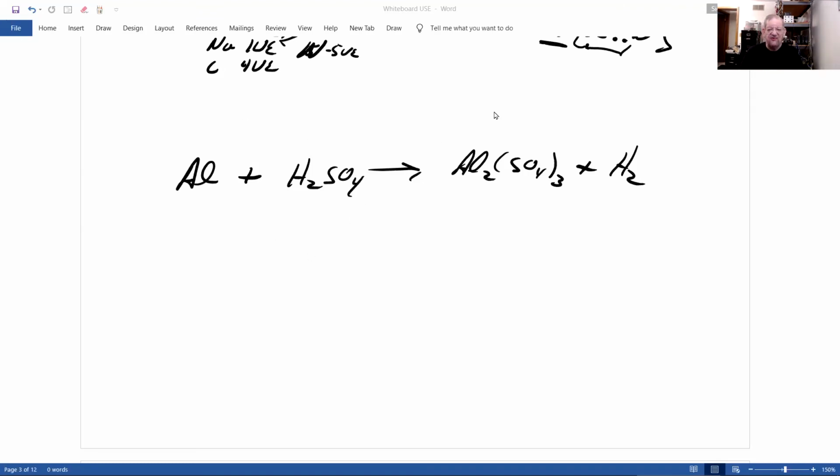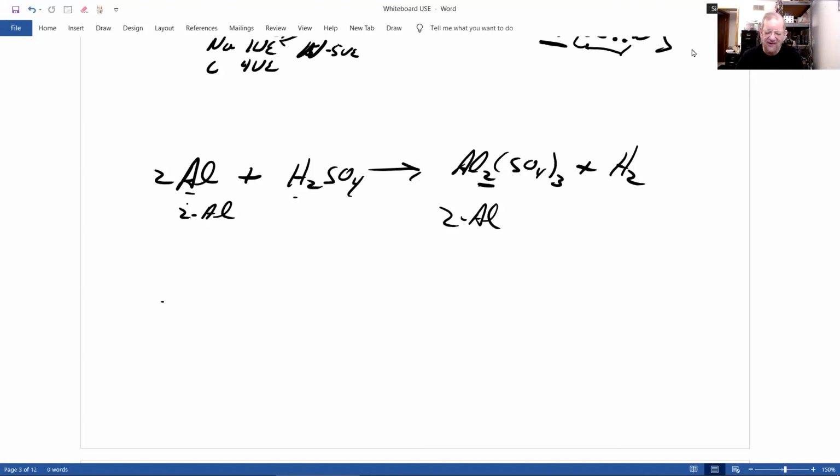All right, let's do this. How do you balance it? Well, you leave oxygen and hydrogen last. So I'll start with aluminum. There's one here, but oh, look, there are two there. So I have two aluminum. How do I get two aluminum on this side? So I get it balanced, put a number 2 in front.